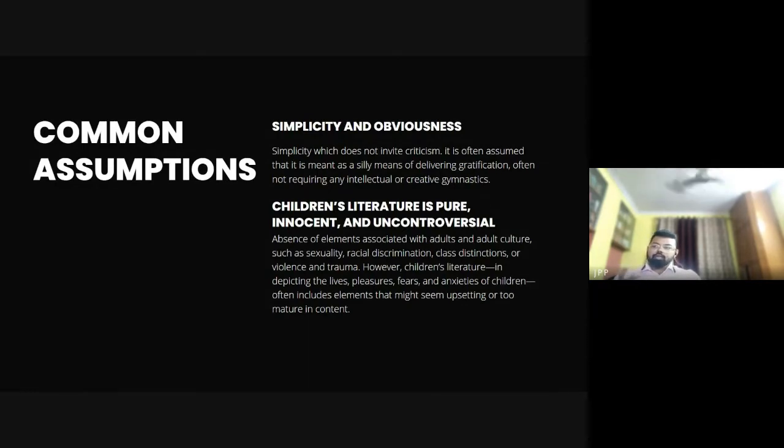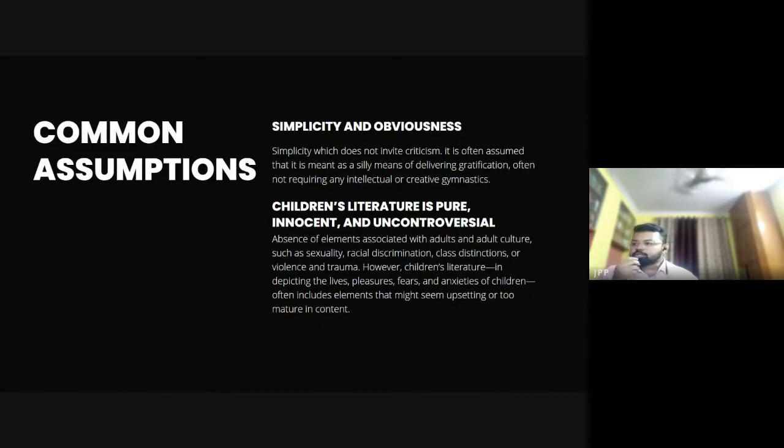Now, another common assumption which academics, or even students who begin to study this form of literature, have is that children's literature is pure, innocent, and uncontroversial. The issue is that, since it is devoid of elements well associated with adults and adult culture, such as racial discrimination, violence, trauma, sexuality, or class distinction, because it lacks these features, perhaps it doesn't garner our attention at all.